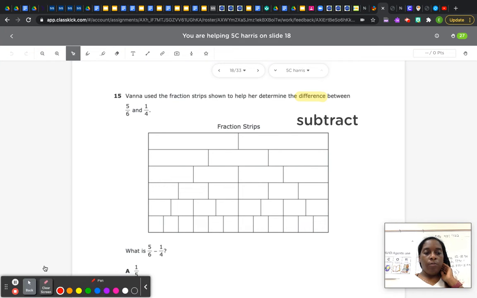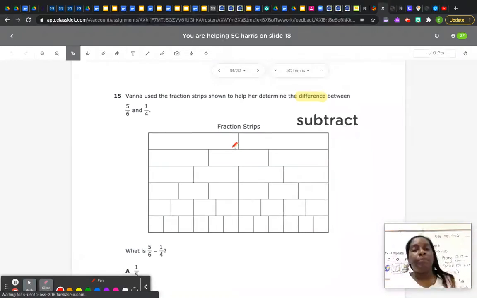Okay, so Vanna used the fraction strip shown to help her determine the difference between 5/6 and 1/4. On here, this word difference means that we're going to subtract. We have this fraction strip here, and I want to show you how to use a fraction strip. When you look at this, you can immediately tell what the fraction is going to be.